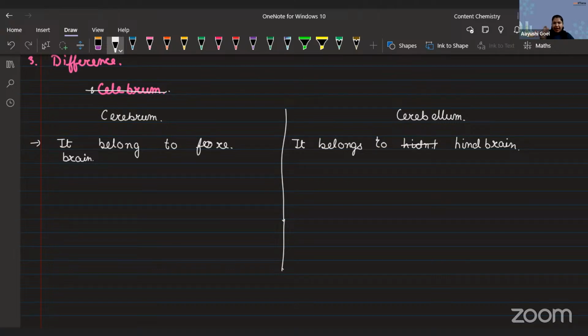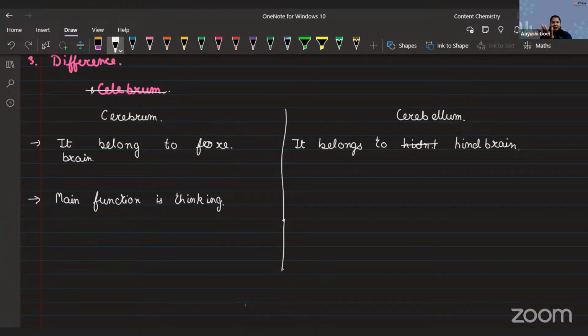Clear? You see, I have written the spelling incorrectly, so I just cut it with a single line. Now the second point. The second point I can write about them is that its main responsibility is thinking, or its main function is thinking.